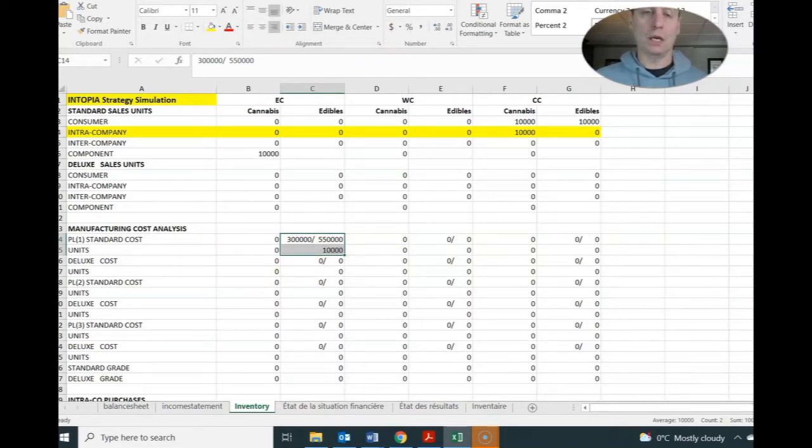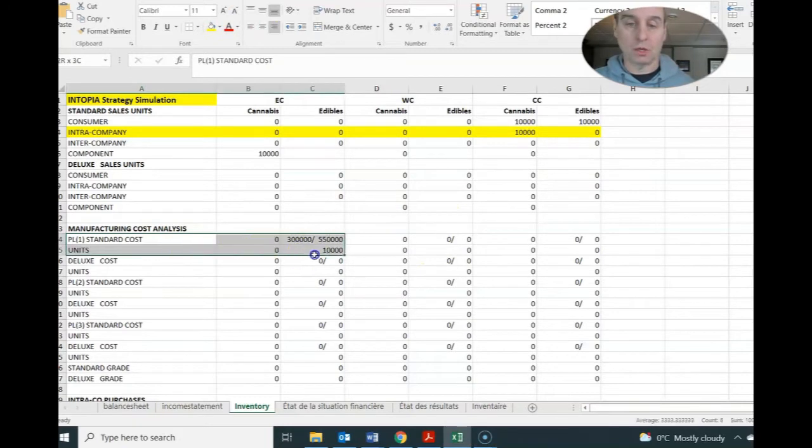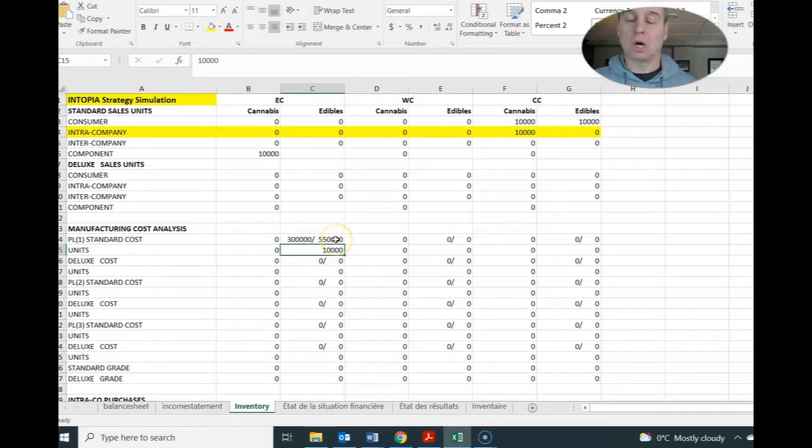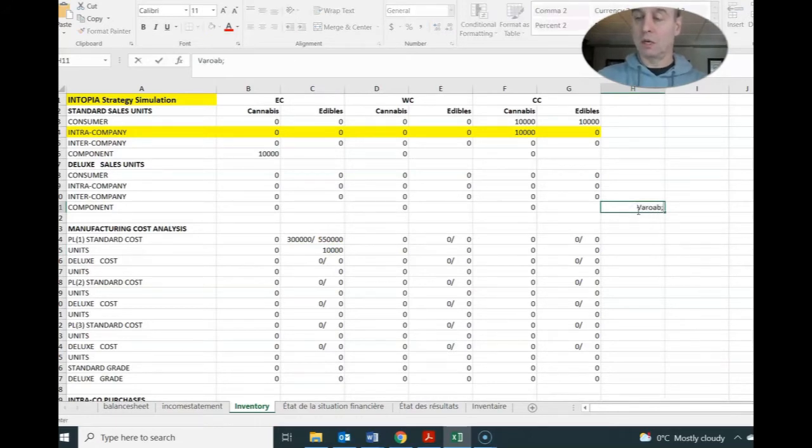Eastern Canada again. So you can see from the manufacturing cost analysis in plant 1 here, we've produced 10,000 units at a total cost of $55 per unit. So if you look at the variable cost of edibles in this case, I'm not doing a very good job of typing here, am I? Let's try this again here.